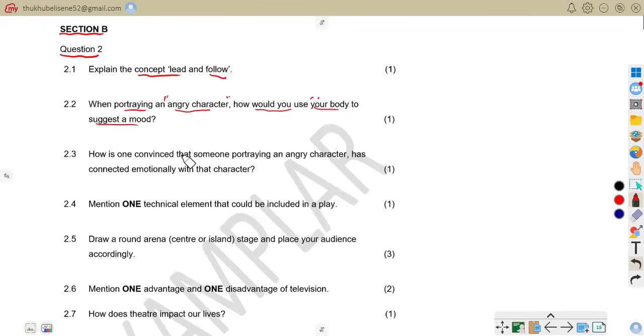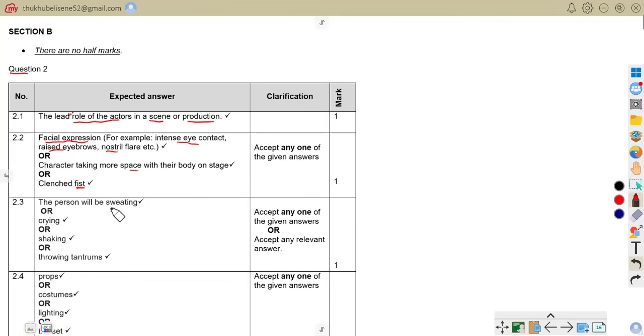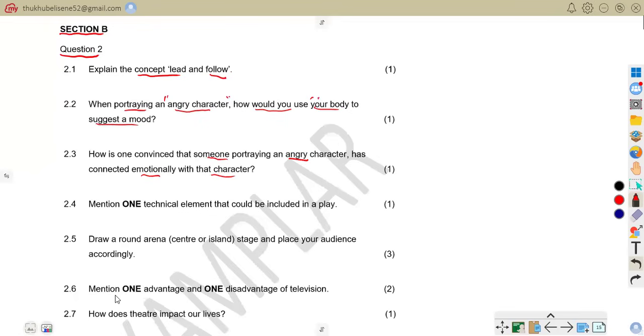2.3: How is one convinced that someone portraying an angry character has connected emotionally with that character? The person will be sweating. That is how that will show. Or the person will be crying, shaking, or throwing tantrums. That's how someone can portray a character.